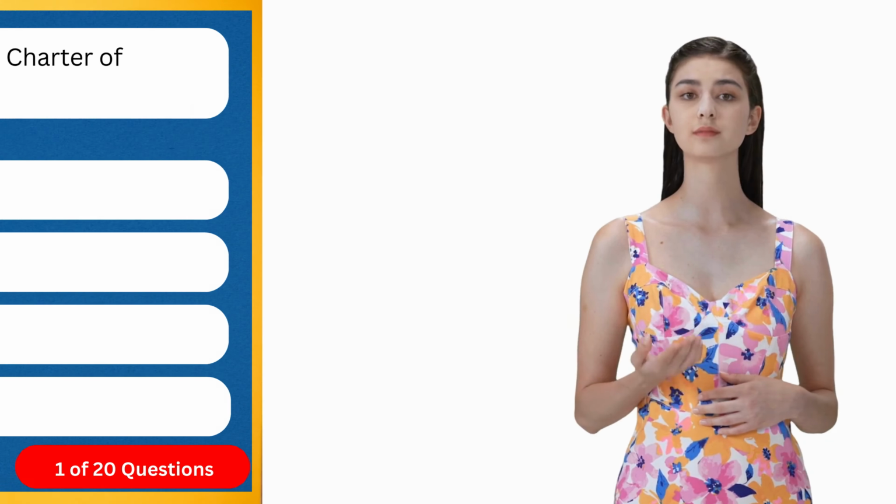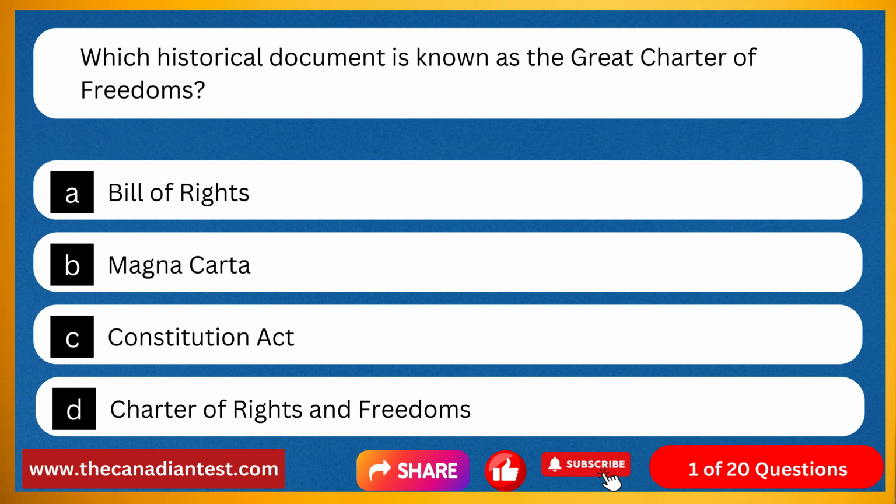Let's get started. Question 1. Which historical document is known as the Great Charter of Freedoms? Option A, Bill of Rights. Option B, Magna Carta. Option C, Constitution Act. Option D, Charter of Rights and Freedoms.